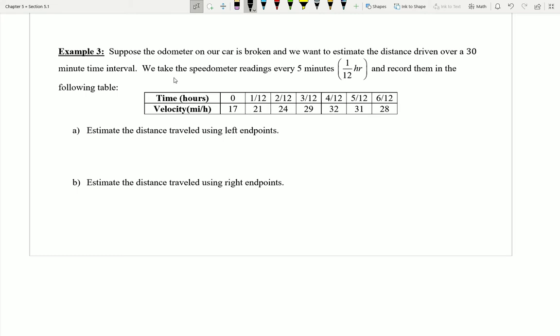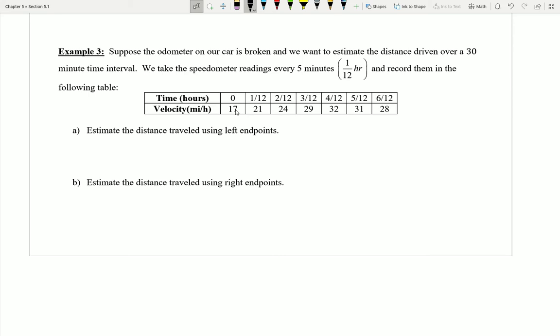I could take the speedometer reading every 5 minutes, let's say. So I check in the speedometer. Maybe I have a notepad with me, or more ideally, I have someone else in the car with me, and I check my speedometer every 5 minutes. That's every 1/12 of an hour, and I say, hey, write this down. This is how fast I'm going.